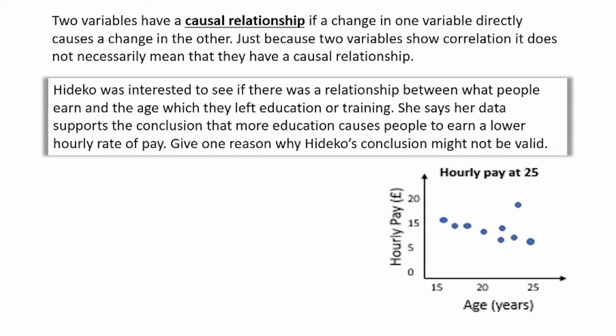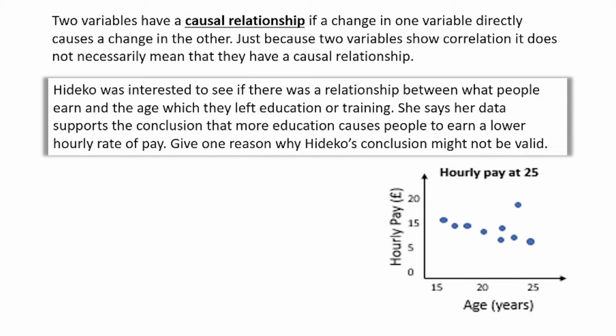In the scatter graph, we have the age that people have left education and the hourly pay that they get when they're 25 years old. Well, looking at the data, looking at the scatter graph, it does look that as the age that you leave education increases, your hourly pay is reducing. But that seems counterintuitive. The longer you stay in education, the higher your employment prospects and the more money you'll get paid in your salary. But we just have to think a little bit deeper.